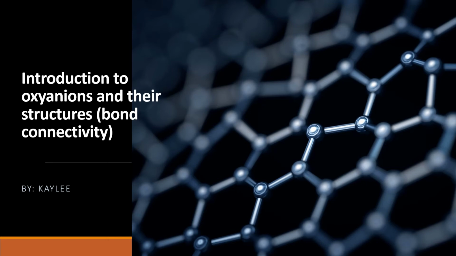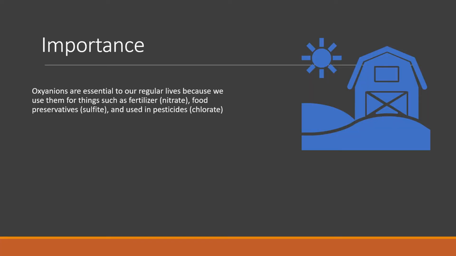Hello, my name is Kaylee, and today I'm going to introduce you to oxyanions and their structures, or their bond connectivity. The importance of oxyanions is that they are essential to our regular lives because we use them in everyday services. For instance, we use nitrate in fertilizers, sulfite in food preservatives, and chlorate in pesticides.